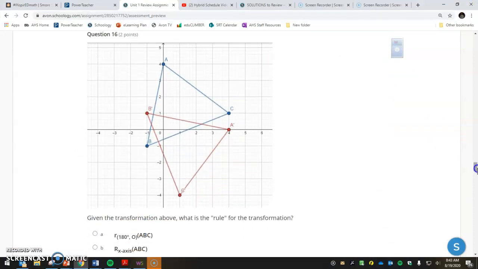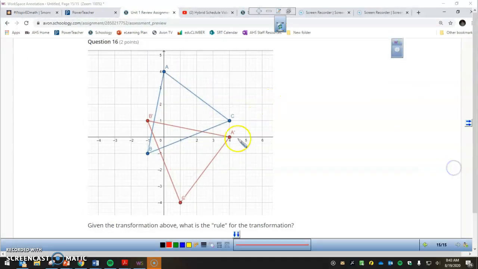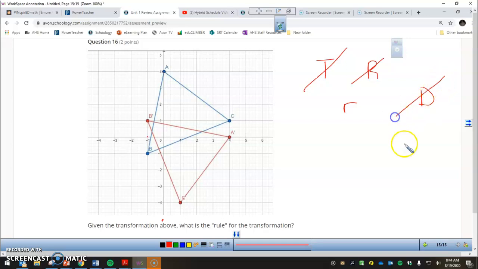We're going to do one of these rules now. So question 16 says, given the transformation above, what is the rule for the transformation? So first of all, you should notice that this is not a translation. What about a reflection? So a reflection, it looks like B and B prime, this is reflected over the x-axis. But like A, if we were to reflect it over the x-axis, it would be down here. For C, it should be like right here. So reflection doesn't make sense either. That means that we either have a rotation or dilation. Dilation makes something bigger or smaller, so that's not a dilation. So that means that this has to be a rotation.